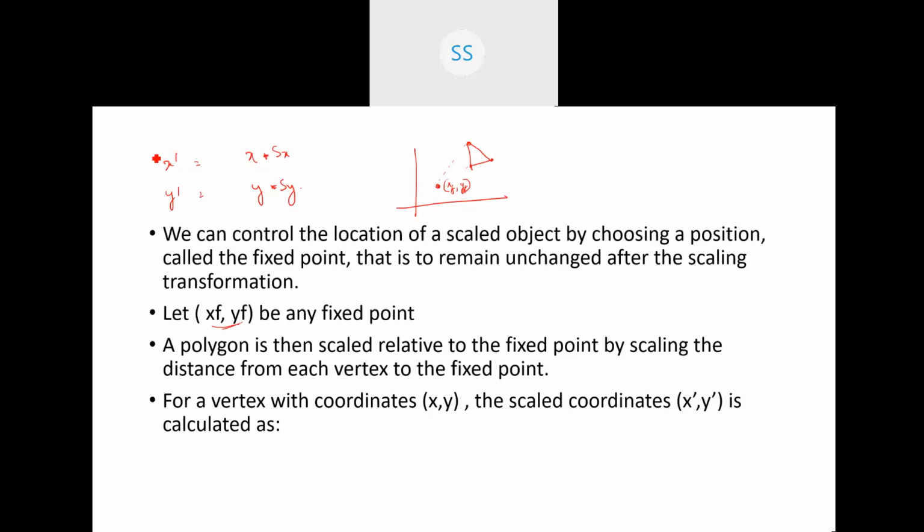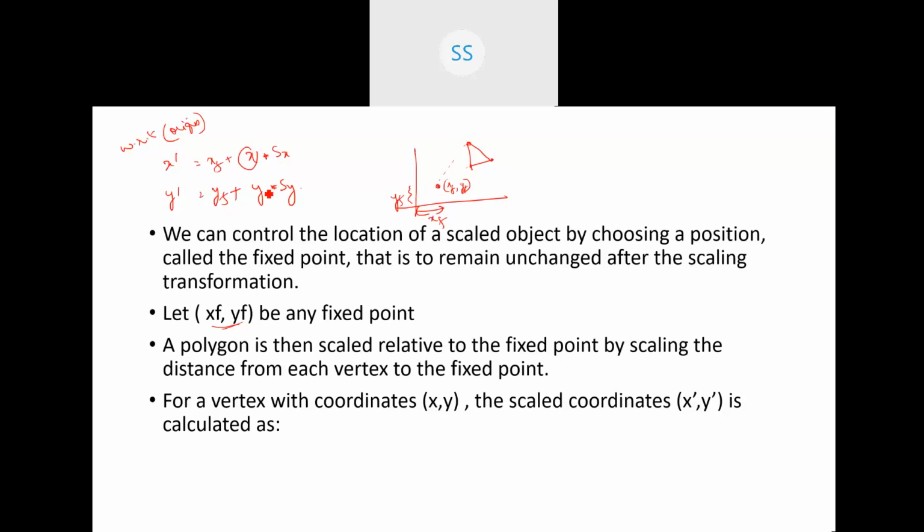Now this was with respect to what? This was with respect to my origin. Just as we learned earlier in rotation, when you move your fixed point from origin to some other point, what do we do? We add that much value. This particular value, that is xf, will be added here. And this value, that is yf, will also be added here.